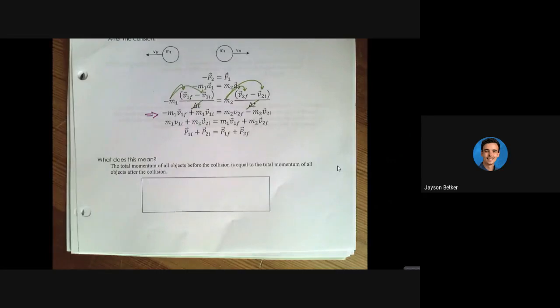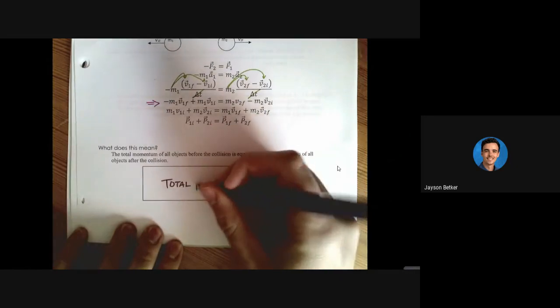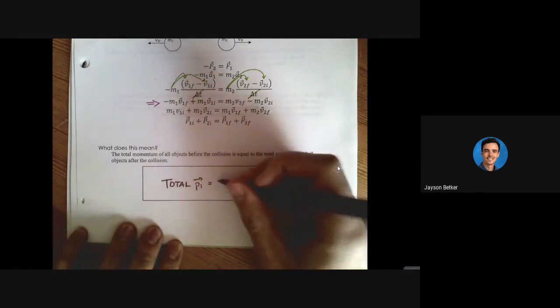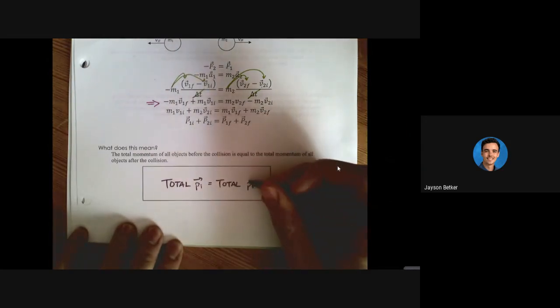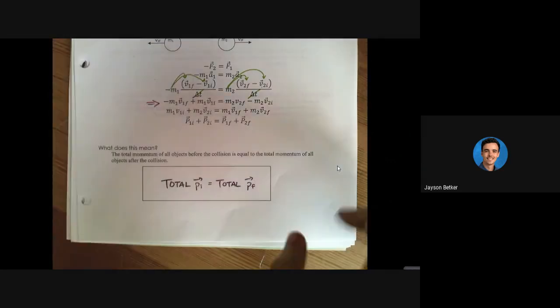Remember, P means momentum. So what is all of this telling us? It's telling us that there is a conservation of momentum. This is probably not the first time you've heard about the idea of conserving things. Maybe you've heard of the conservation of mass in chemistry, when you're balancing equations. This is no different. What it means is that the total momentum of all the objects before the collision is going to be equal to the total momentum of all the objects after the collision. So total momentum before is equal to total momentum after. Total Pi is equal to total Pf. That is our equation for today, our new equation that we're going to use. So we can move on.